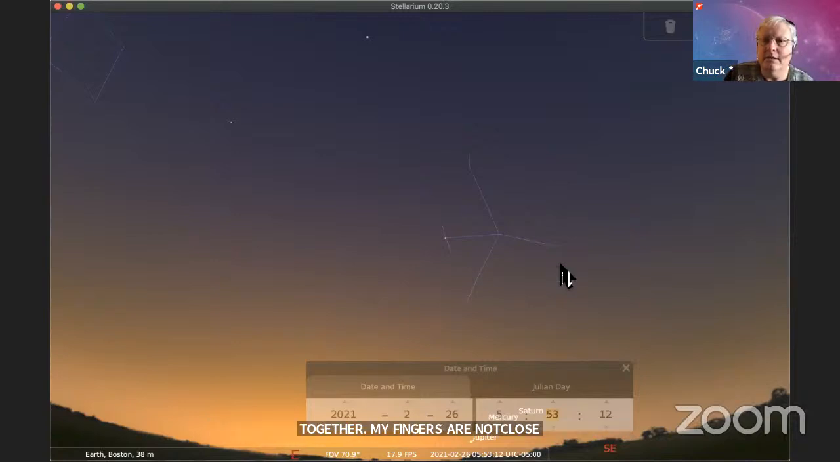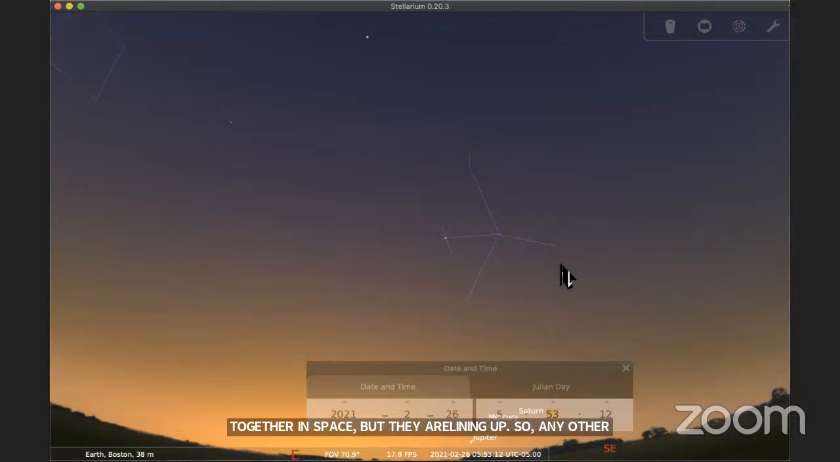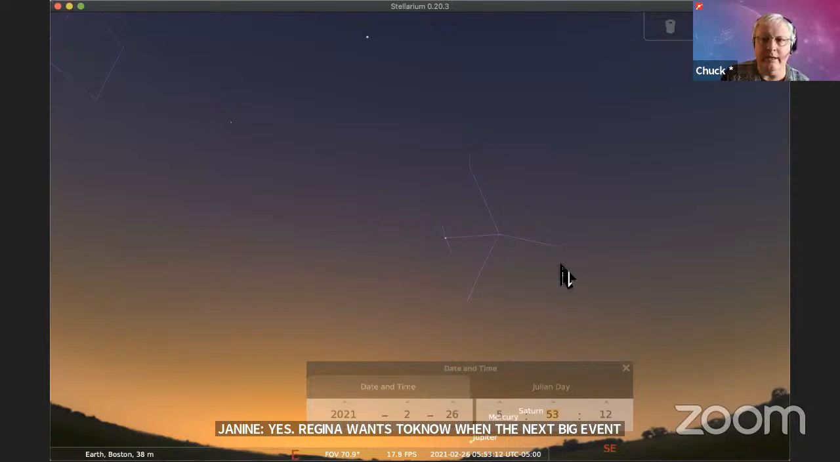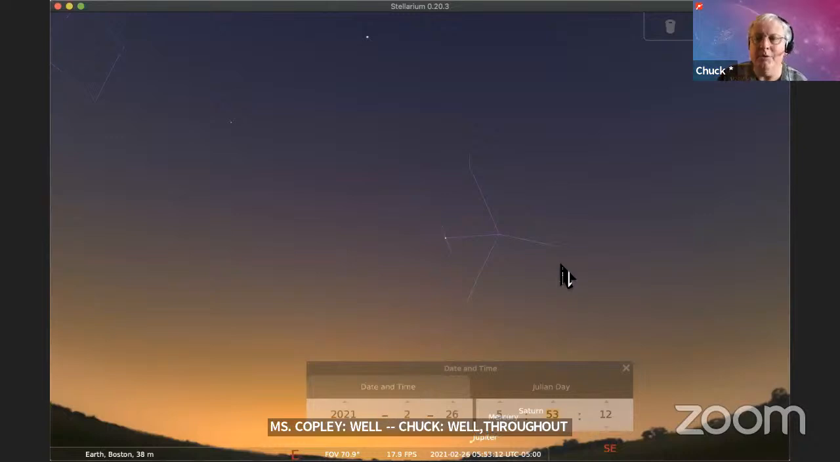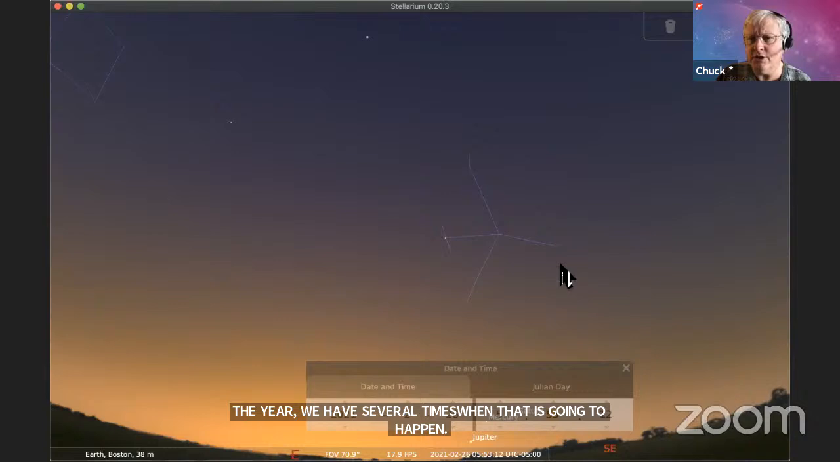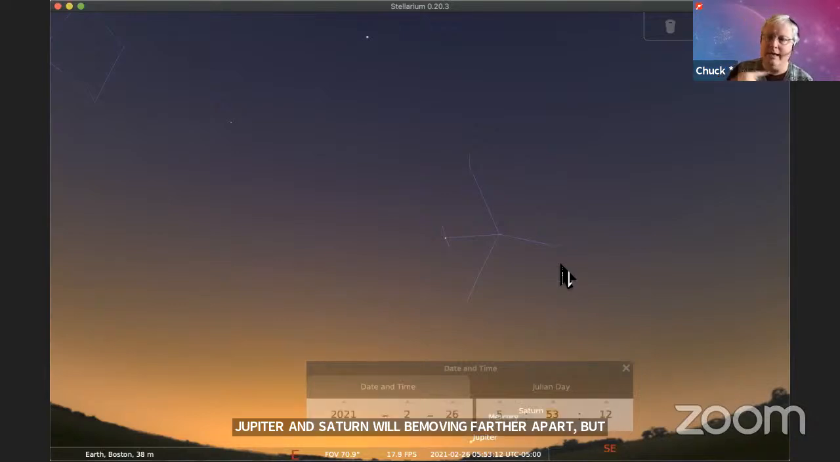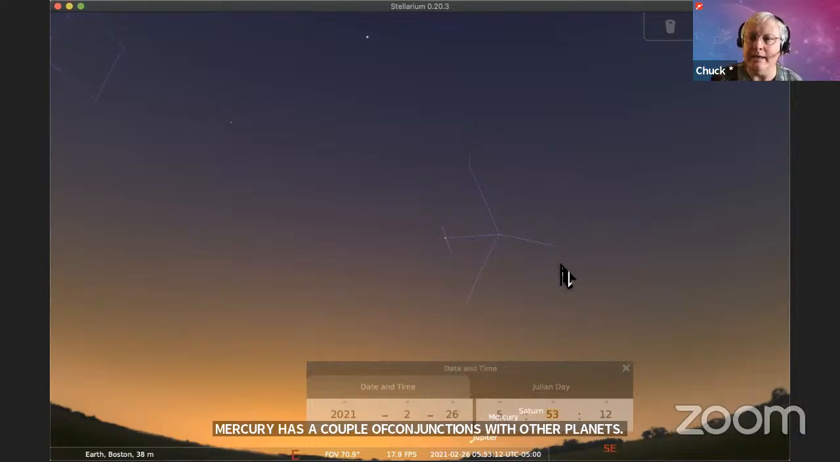So, any other questions? Yes. So Regina wants to know when the next big event when planets are going to visually look close together is. Well, throughout the year, we got several times when that's going to happen. Jupiter and Saturn are going to be moving farther apart, but Mercury's got a couple of conjunctions with other planets. The Moon, of course, as it goes around the same track in the sky that the planets appear to travel, it passes close.